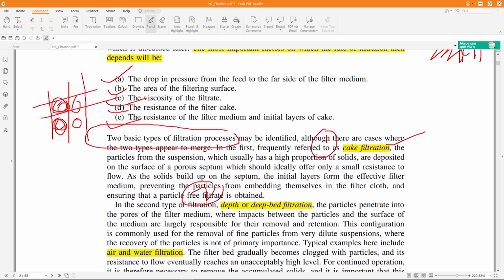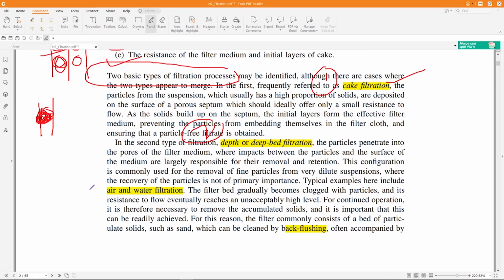So if the pores are large enough, then the filtration will not be much affected. If the pores are so small that the particles are clogged between the pores, then definitely it will affect. Okay.